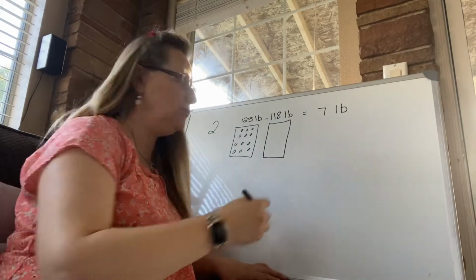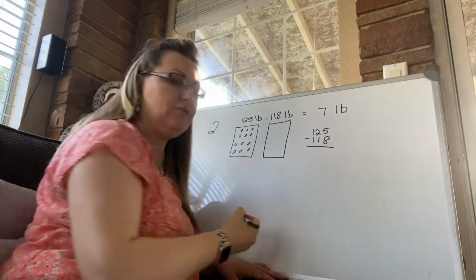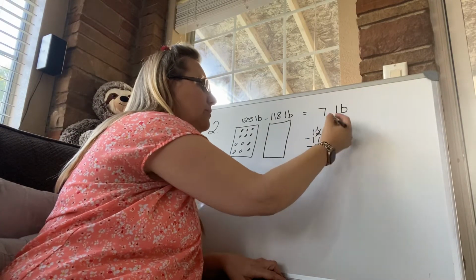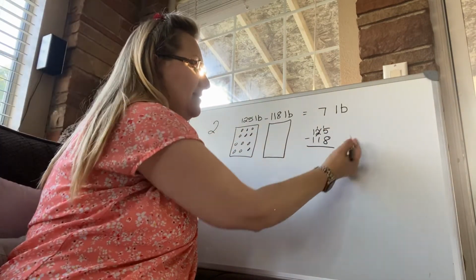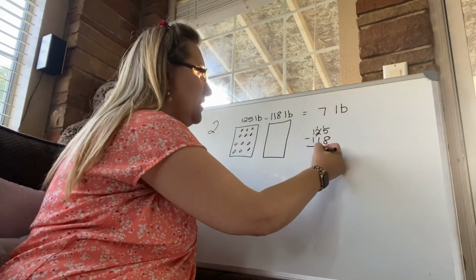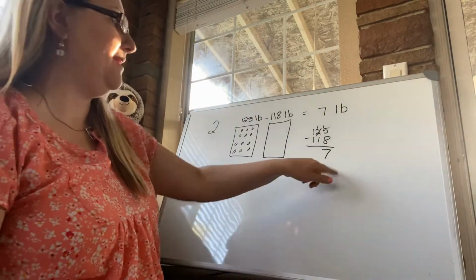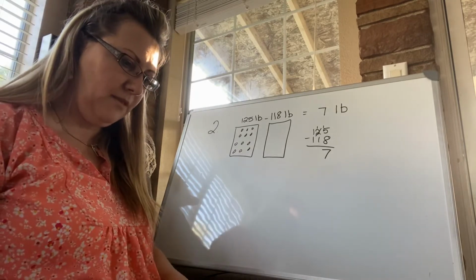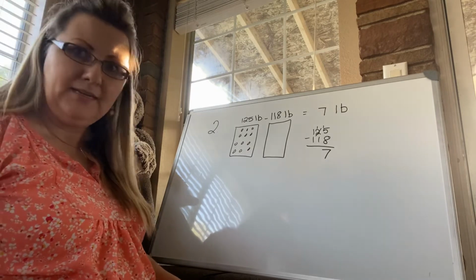Okay, and of course you can do the 125 minus 118 if you need to. It's no problem. We cross out the 2, put a 1, carry 10 over, so we have 15 minus 8. What is 15 minus 8? It's 7. 1 minus 1 is 0. 1 minus 1 is 0. And there's your 7 pounds. Okay, so that is number 2.